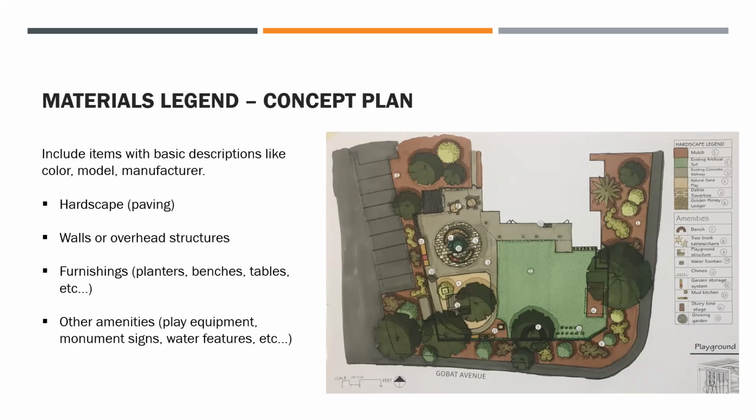I think you can choose one or the other, but generally we would show any kind of hardscape, which would be any kind of paving, like concrete paving or tiles or stone paving or decomposed granite paving. We might show walls or overhead structures, any types of furnishings, which would be planters, benches, tables, things like that. Other amenities like play equipment would be listed on this materials legend. And again, this is designed more for our conceptual plan, like is shown on the screen.